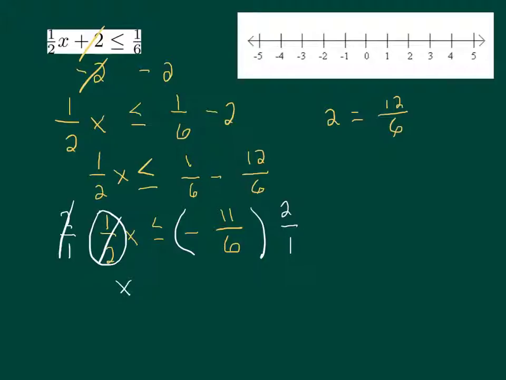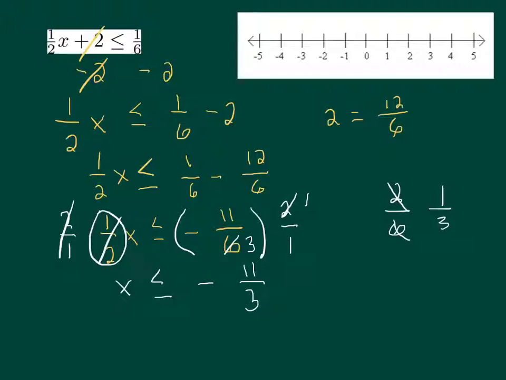So you have x is less than or equal to, and then the 2 and the 6, this cancels out and that becomes a 3. And the 2 cancels out and that becomes a 1, because that's the same thing as 2 over 6. And that becomes 1/3. And that's exactly what I just showed right here. But that's being multiplied by a negative 11. So I have negative 11 over 3.